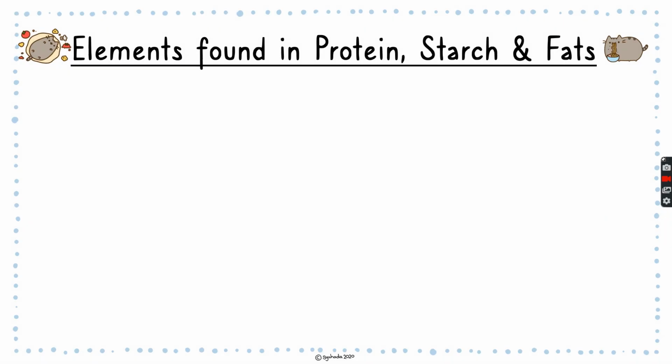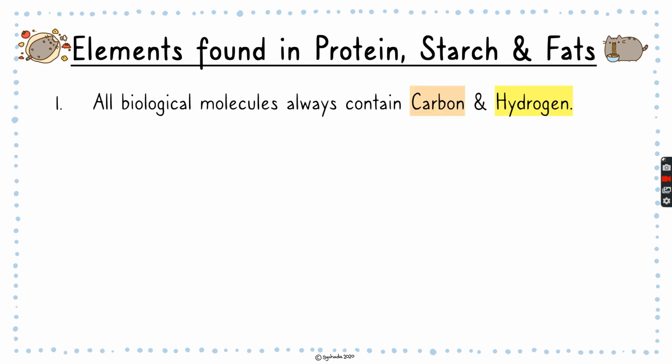Alright, so I think this is a summary of everything. What are the elements that are found in protein, starch, and fat? So one fact that you need to know is that all biological molecules always contain carbon and hydrogen, but not all biological molecules are the same. That's why they have different names.